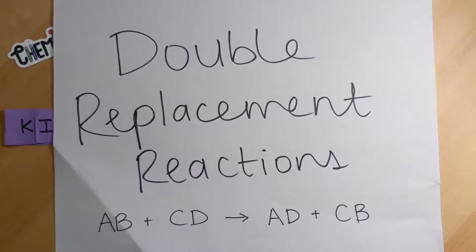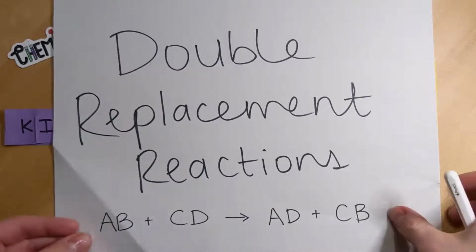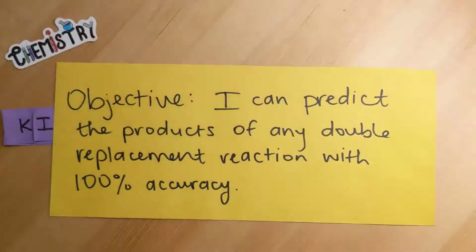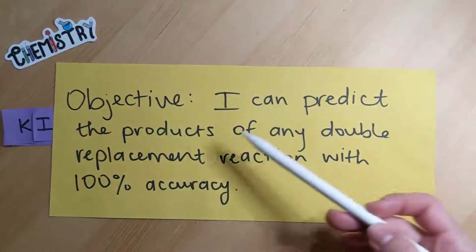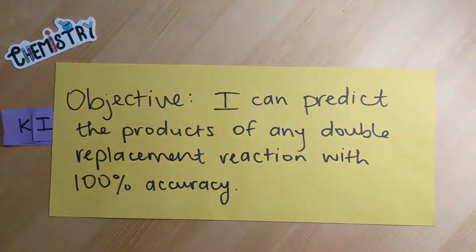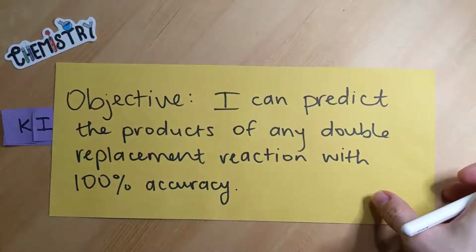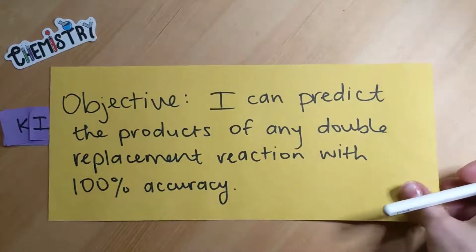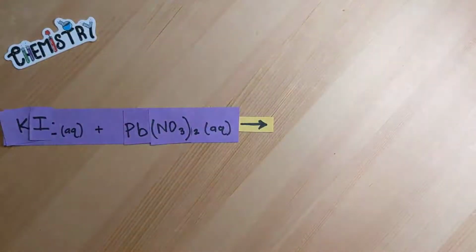In today's video, we will be looking at double replacement reactions, which have the general form AB plus CD gives AD plus CB. So two compounds combined together to form two new compounds. The objective of today's video will be to predict the products of a double replacement reaction, and it is my hope that you will be able to do this with 100% accuracy. So let's look at an example.